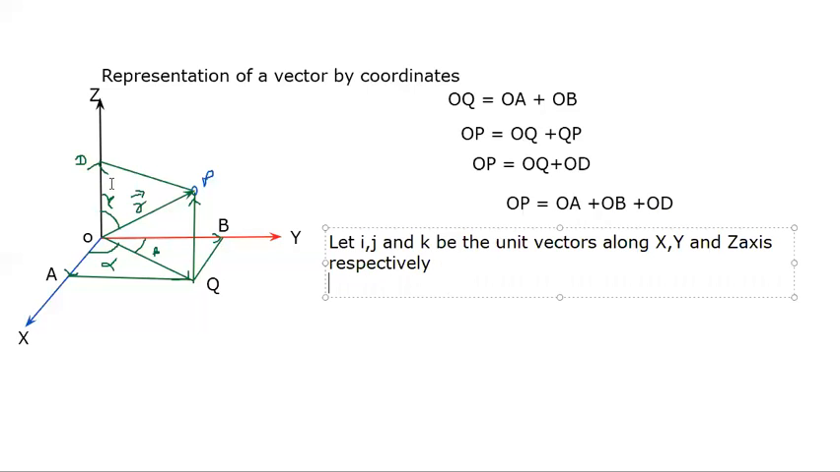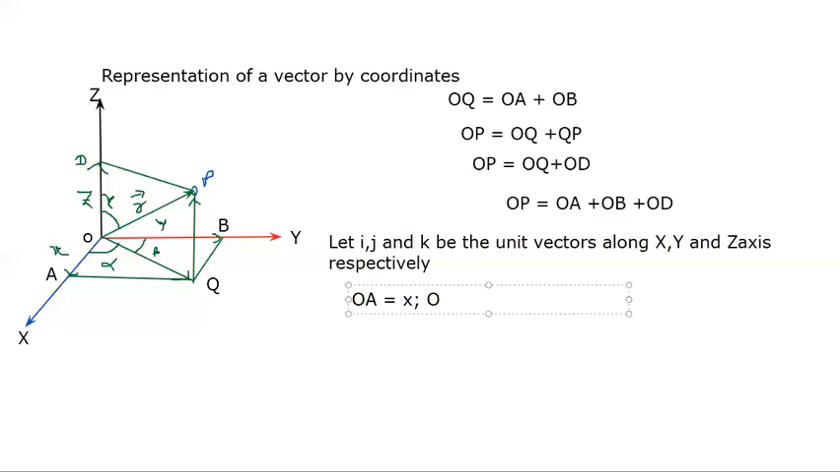And now let me take the magnitude of these vectors as small x, small y and small z. It means magnitude of OA is small x, magnitude of OB is small y and magnitude of OD is small z. Understand? So what can we write OP now?